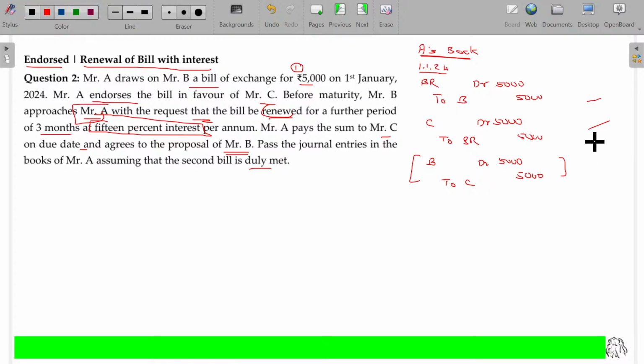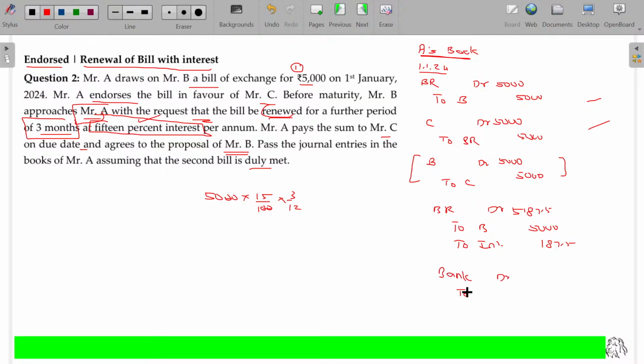Now we are going to write a fresh entry, fresh bill, BR account debit to B. The value being 5,000, but we need to include interest also, to interest. How much is that? As the renewal bill has a further 3 months period and the applicable interest rate being 15% per year, so 15% into 3 by 12. Now what's the final value? Come on, tell me. 187.5. 5,187.5.